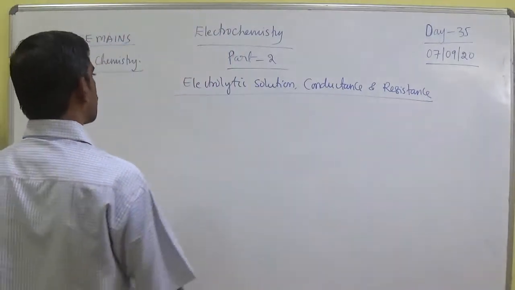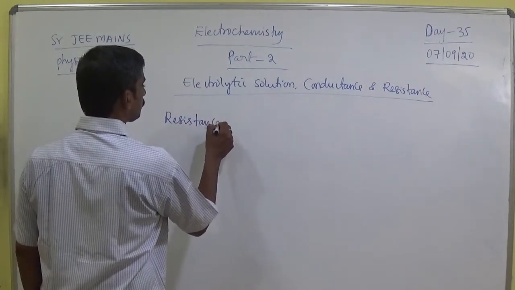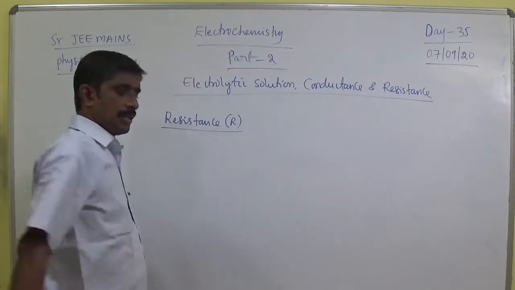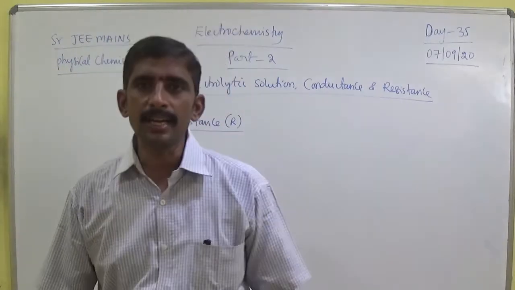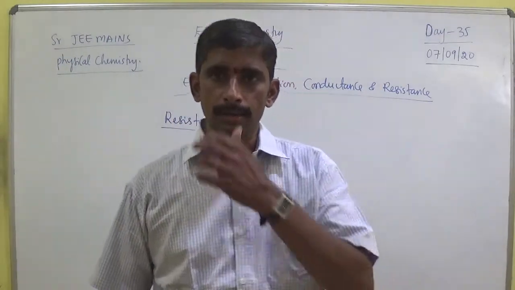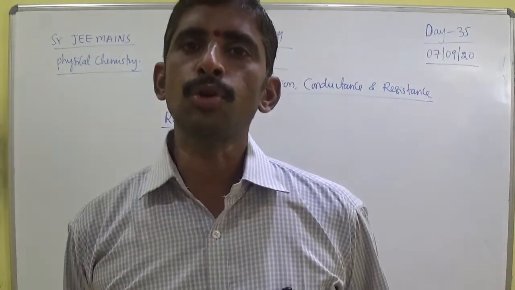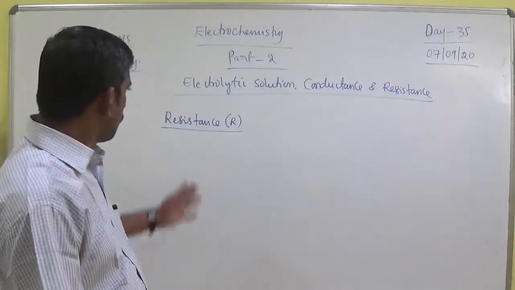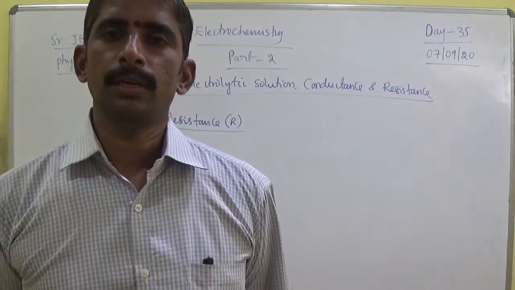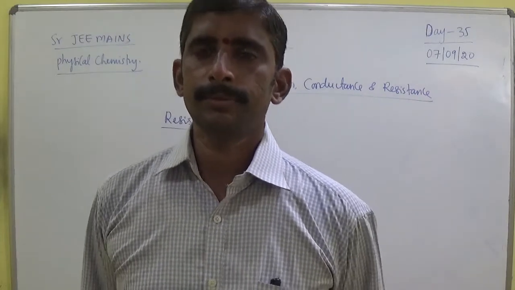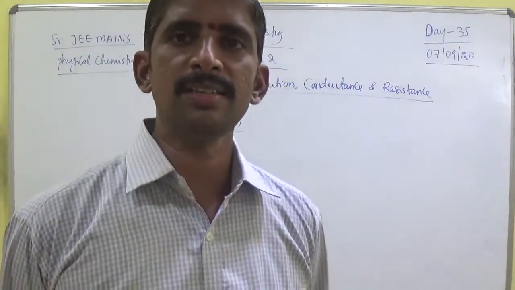So what do you mean by resistance? Resistance, symbol R. Resistance means the opposition to the flow of current offered by an electrolytic solution is known as resistance. Resistance means the opposition to the flow of current offered by electrolytic solution is known as resistance.